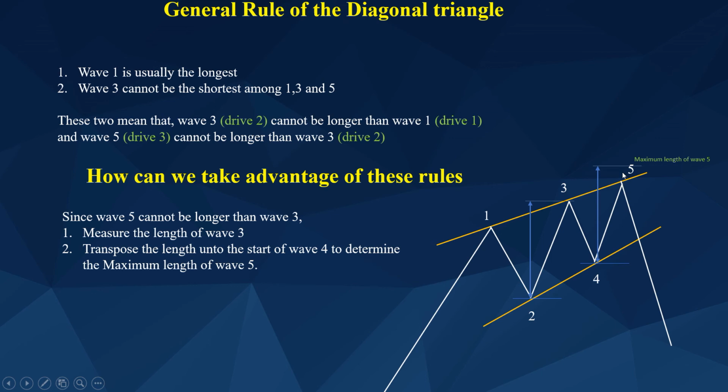So since the rule is saying that wave 5 can never go beyond the length of wave 3, then this is going to be a stop loss. Above this is a stop loss. If it's really a diagonal, it's not going to hit the stop loss.